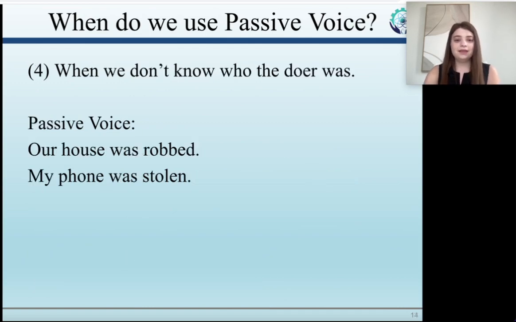Okay. The next one is if we don't know who the doer was. So, for example, if we say our house was robbed, presumably we don't know who did it, right? If we knew who did it, we'd probably be saying so, right? Or my phone was stolen, right? Presumably I don't know who stole the phone in this situation, right?